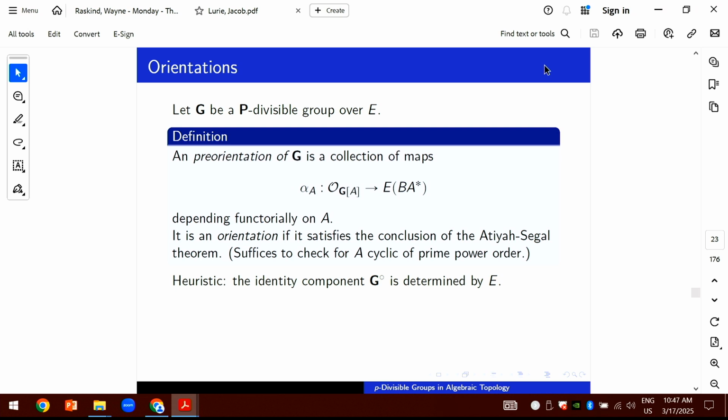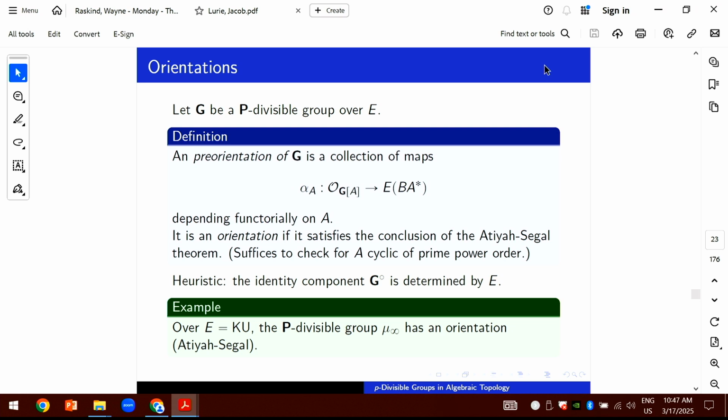It's like you're restricting your attention to the identity component of your p-divisible group, in terms of the connected étale sequence from the beginning. So the heuristic is, this is telling you that the identity component of this p-divisible group is something fixed that depends only on E.